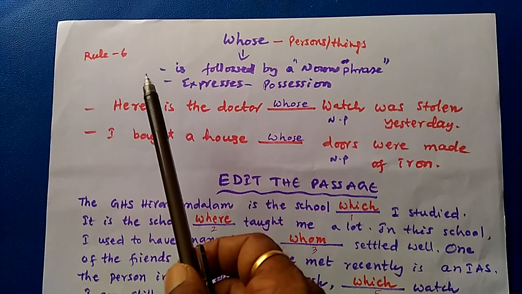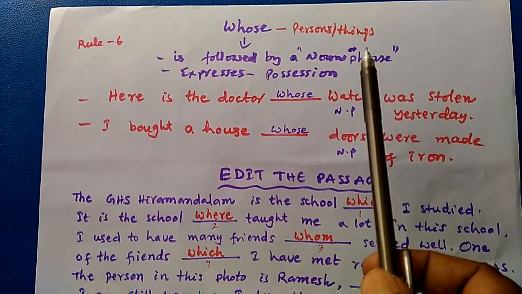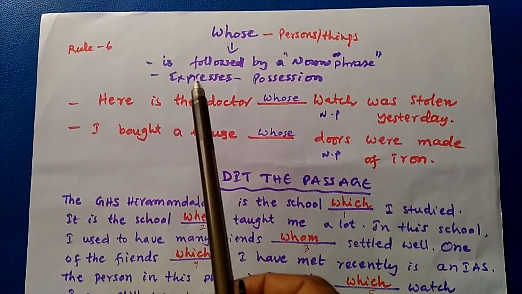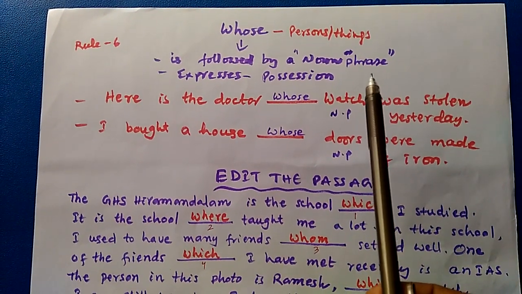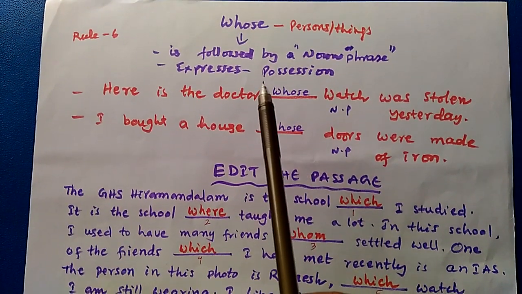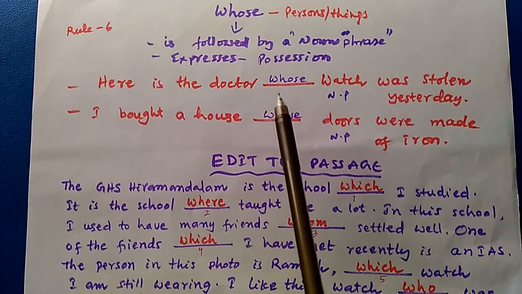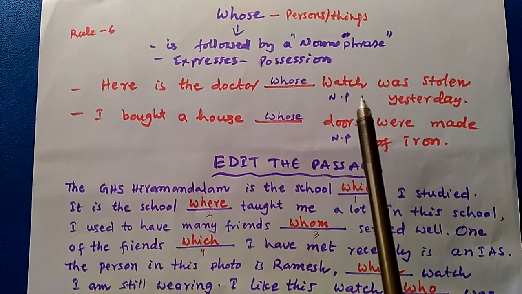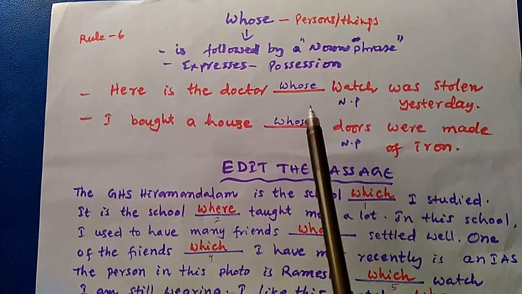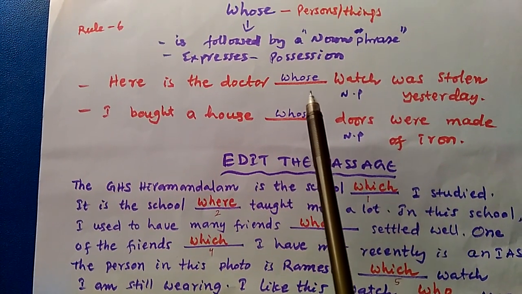Rule number 6: whose. Whose is used for persons as well as things. Here the blank is followed by a noun phrase, point number 1, and it gives the meaning of possession. Look at these two examples. Here the blank is followed by a noun phrase and we get the meaning of possession. So we have used whose.